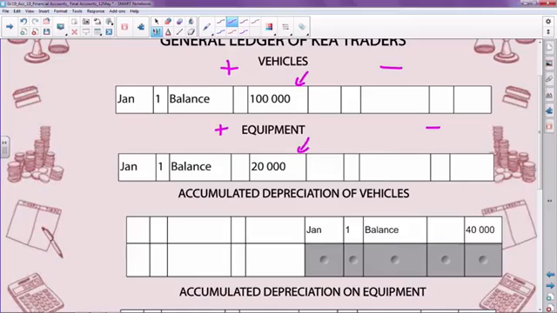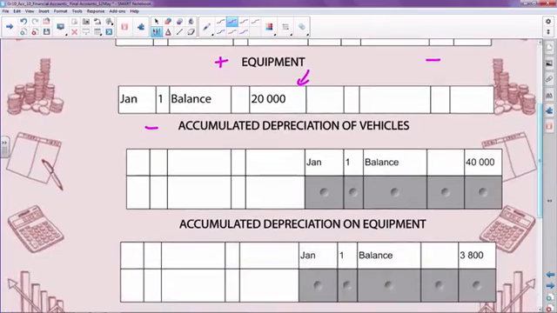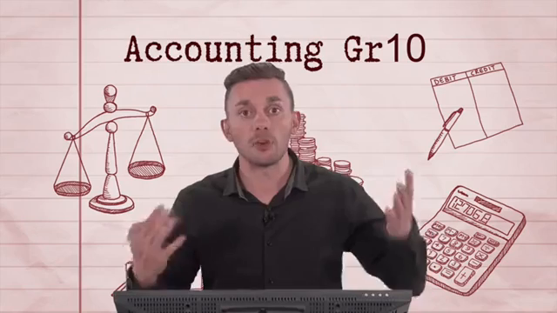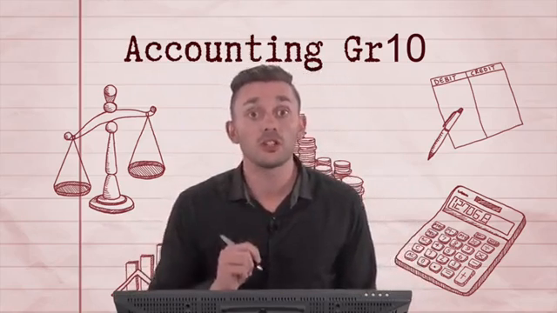Now, if you can look, the 2 years that we had the vehicles previously, we lost 20 and 20. So therefore, if you look at your accumulated depreciation on vehicles, which is a negative asset because it decreases my vehicles, because I have 100 on the debit and I already have 40 at the beginning of the year. But how much did I lose the second year? Can you remember what you lost on the third year? What did you lose on the third year?